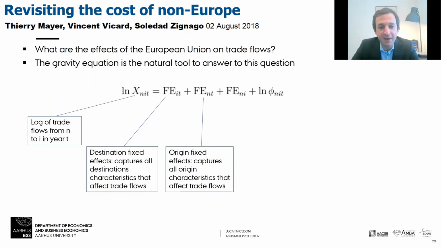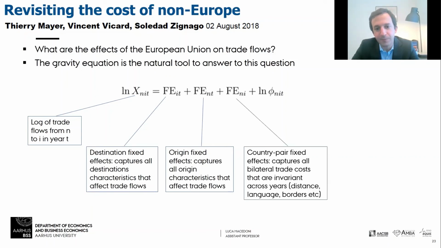Then we have a pair fixed effect. So a pair dummy variable that's 1 for all the pairs that you have. So when you have Denmark, Germany, that's one pair. When you have Denmark, Sweden, that's another pair. And this basically captures all the costs associated with trading that do not change over time. Distance is always the same. Language typically is always the same. Whether the two countries share a border, that's always the same.